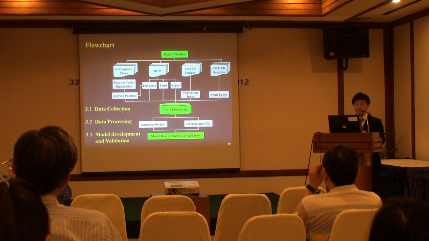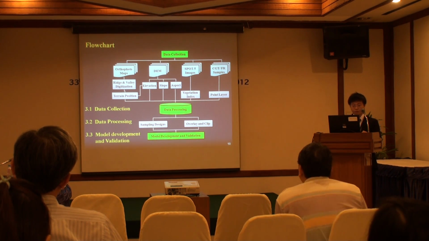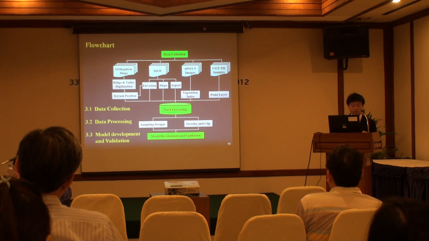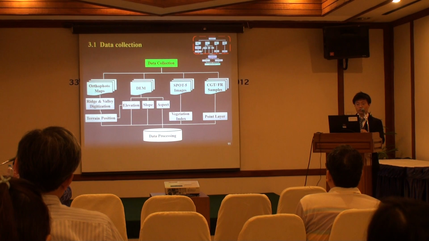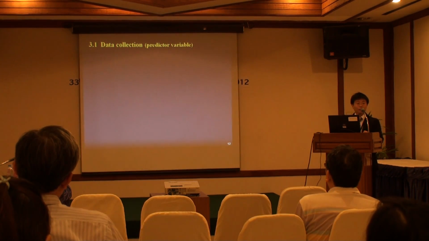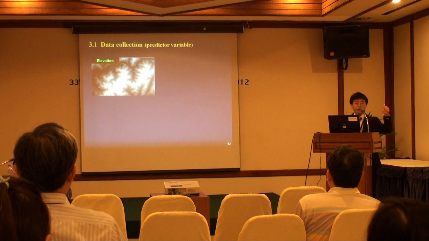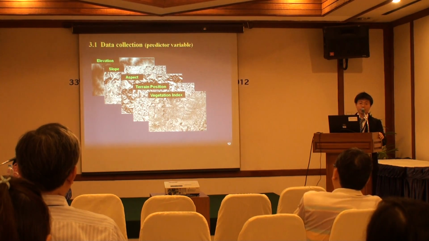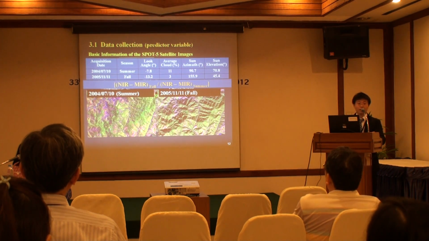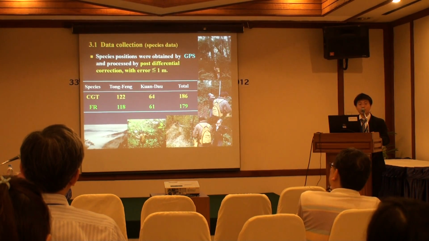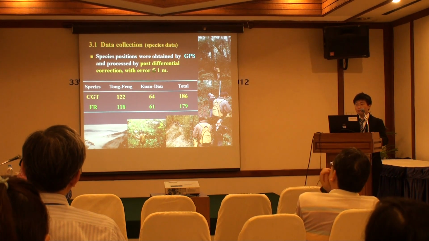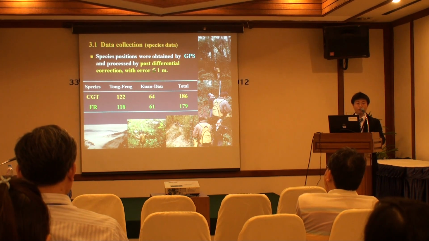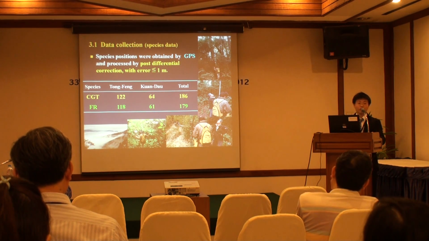In this study, there are 3 components in my study plan: data collection, data processing, and model development and validation. Initially, I'll talk about the data collection. We generate 5 predictor variables, including elevation, slope, aspect, terrain position, and the vegetation index. The vegetation index was generated from 2 SPOT image files. Second, we obtained the species data by GPS, and the total number we got was 186 samples for the CGT and 179 for the FR species.